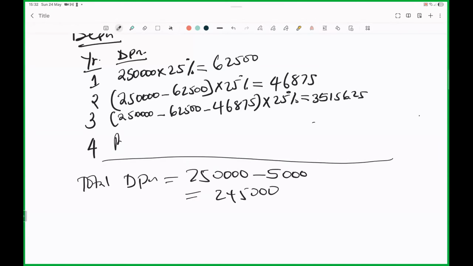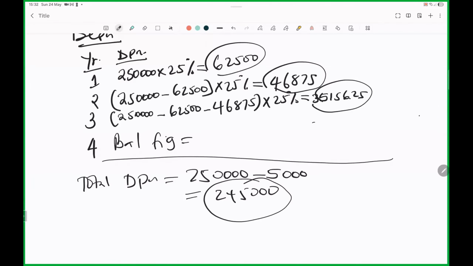So come and give me the balancing figure here. How do you get this balancing figure? Because all 4 depreciations must add up to 245,000. So it will be 245,000 minus this, minus this, minus this. For those of you who are doing advanced taxation, I'm sure you understand what I'm talking about, what we normally study called balancing allowance, balancing charge. So is there somebody who is able to give me this balancing? The total depreciation is 245,000 minus this, minus this, minus this. You should be able to give me a figure.